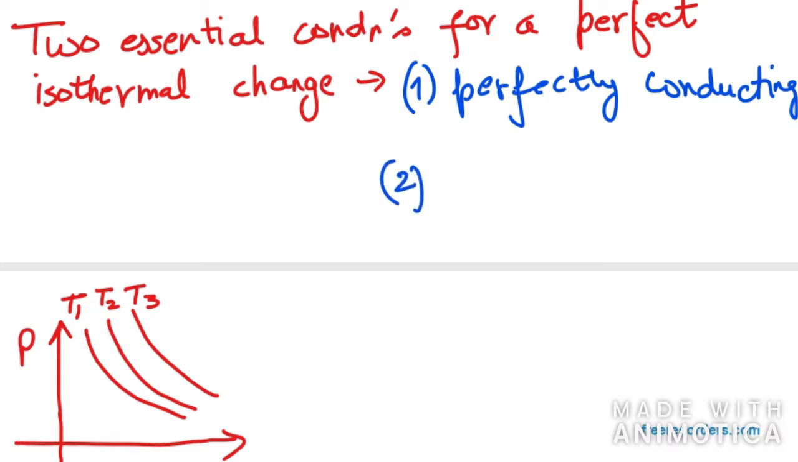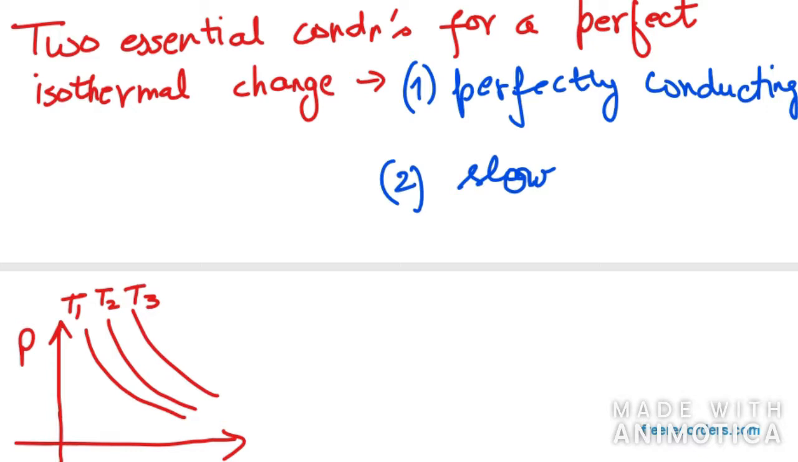Now the second condition is that the process of compression or expansion should be very slow. This should be a very slow process. Then only we can consider it as isothermal operation. To recap, the first is that the walls of the container must be perfectly conducting to allow free exchange of heat between gas and its surrounding. And the second is that the process of compression or expansion should be very slow.